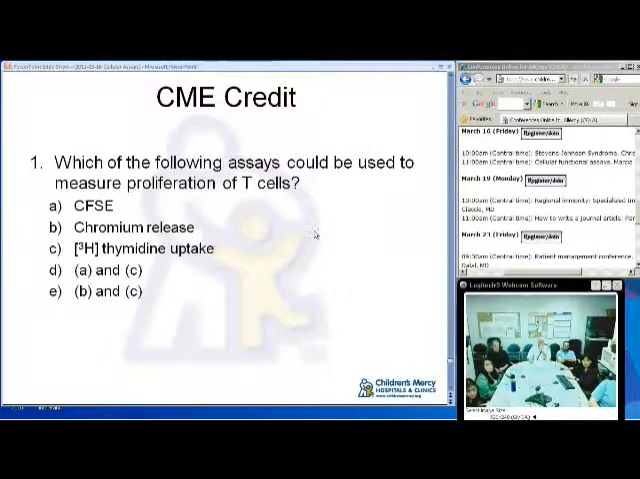Okay, so let's go back to the CME credits then. Which of the following assays could be used to measure proliferation of T cells? CFSE, chromium release, thymidine uptake, A and C, or B and T? D, A and C. Right. So you can use CFSE and also the thymidine uptake.